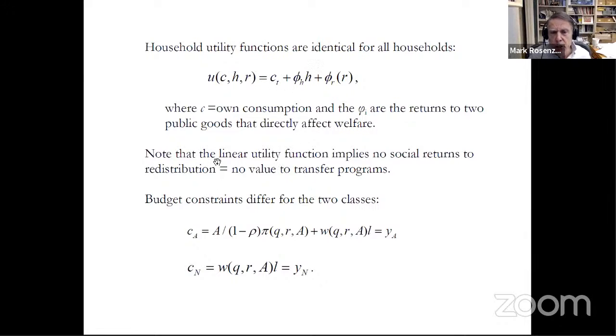What differentiates the two groups is the budget constraints. So the income for the landed depends on the profits of their farms, as well as the wages if any of the members work in the market, and the consumption of the income of the landless workers depends solely on their wage rate that they earn.